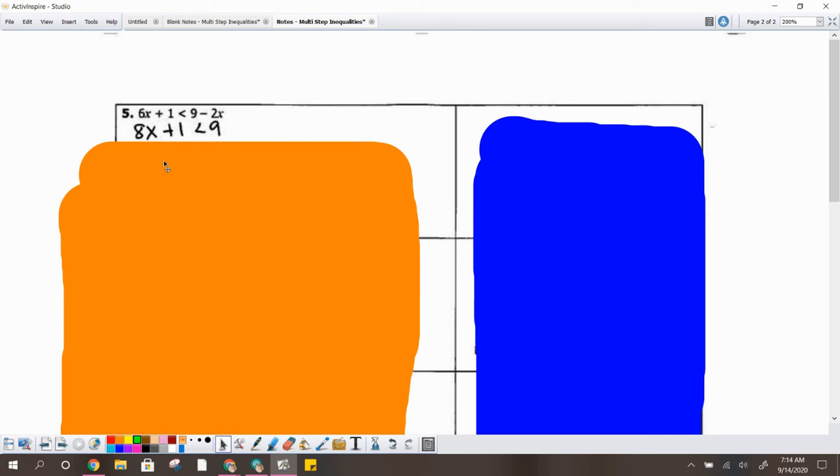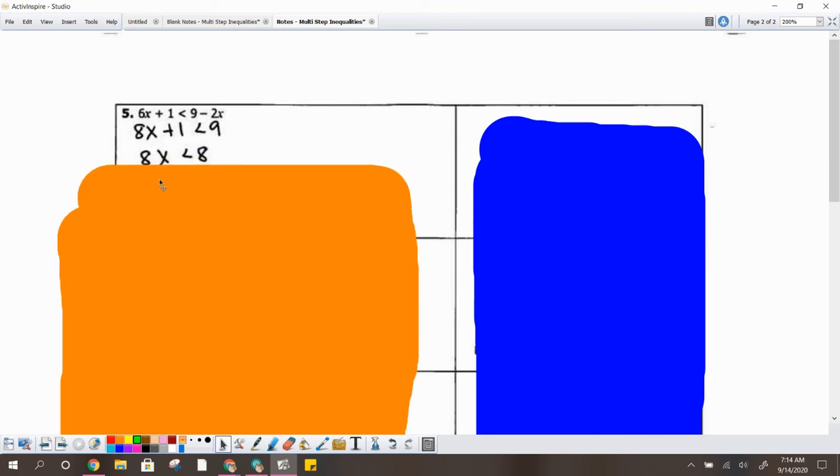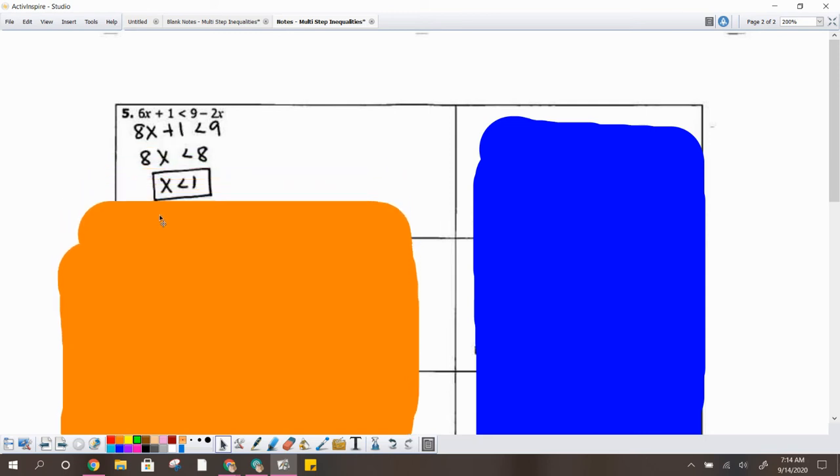So I add 2x to both sides to get 8x plus 1 is less than 9. And then solve as usual, minus 1, divide by 8 to get x is less than 1. Since this was a positive, we don't touch the sign. Now over here, I want you to pause it, create your number line, and create your interval notation.